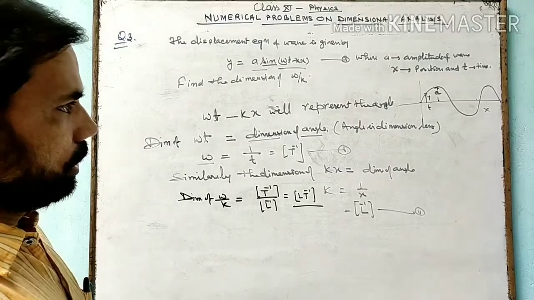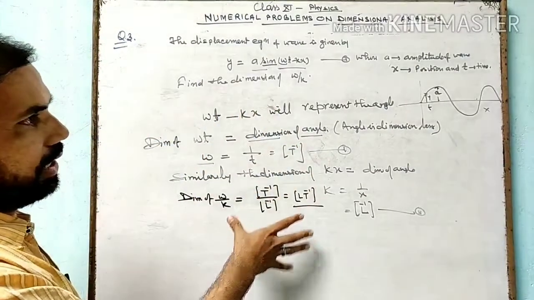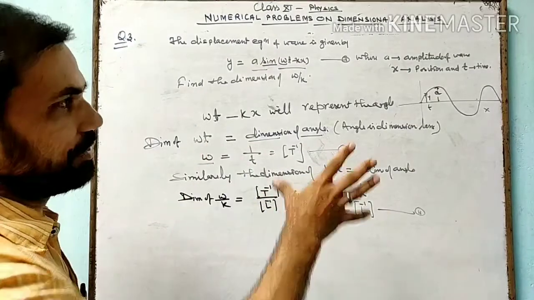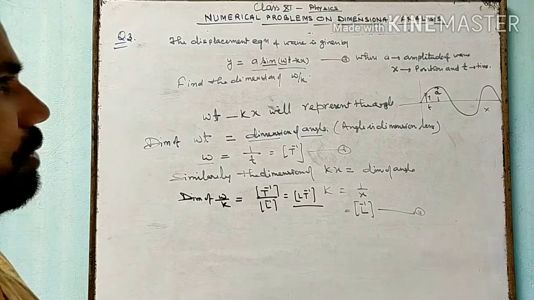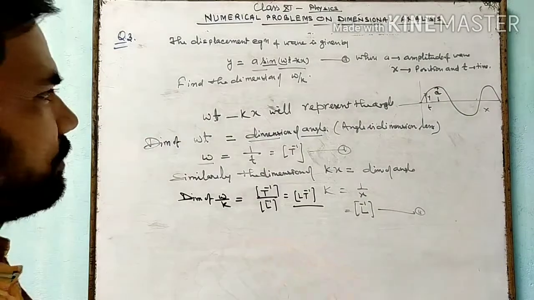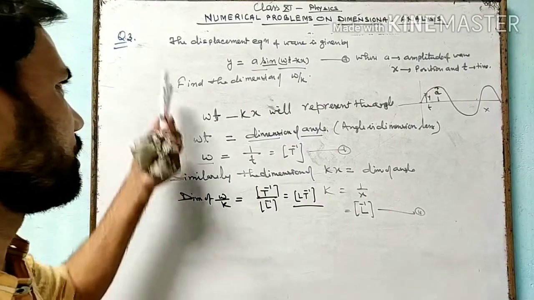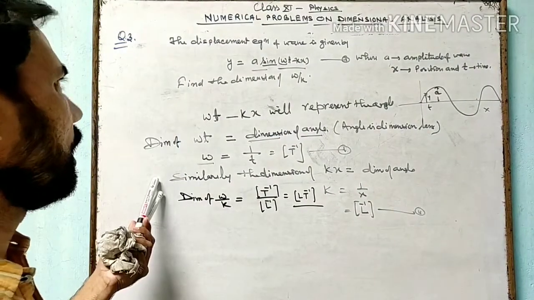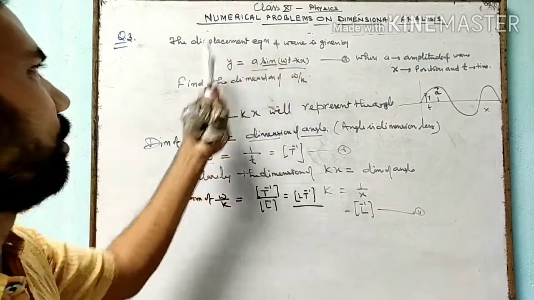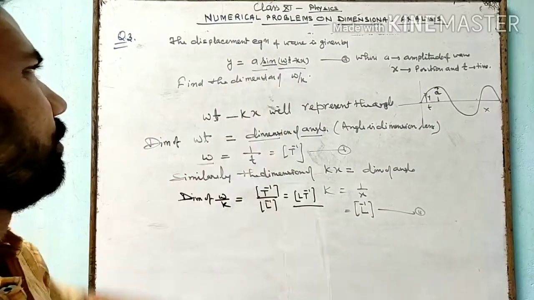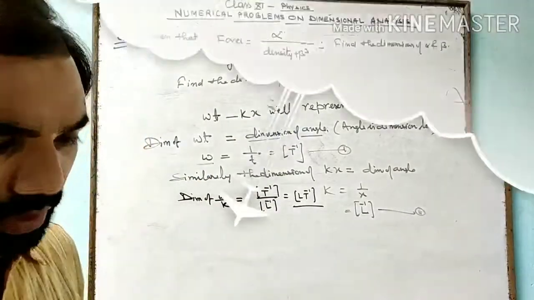So it's very simple to find out the dimensional formula of any constant if it is written in terms of an equation or in any physical relation. We can find it by the logic, that is the principle of homogeneity, and by knowing the dimension of all remaining physical quantities, we can have an idea of the dimension of that particular constant.